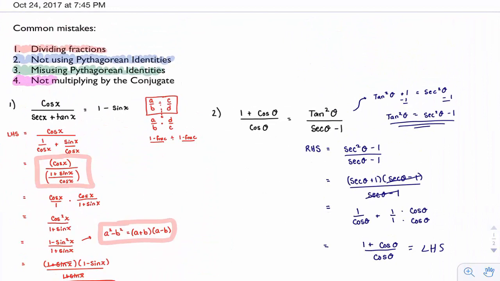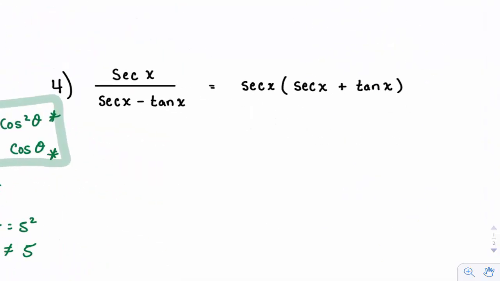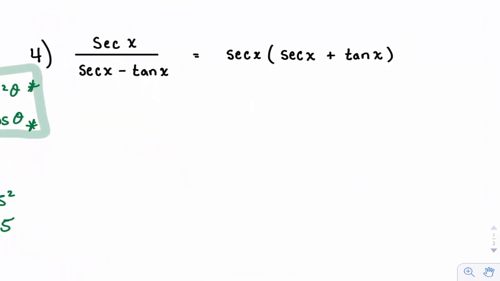Okay, so the last one here, I already kind of did it, but I'm going to do it again with some secants, cosecants, and stuff like that. But people don't multiply by the conjugate. I just showed that on number 3, but I'm going to show it one more time. Students don't multiply by the conjugate way too often, and it's like screaming at them, please multiply by the conjugate, and you still don't do it.